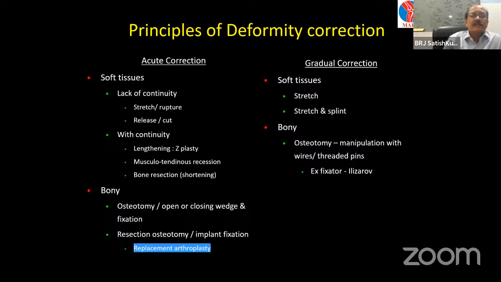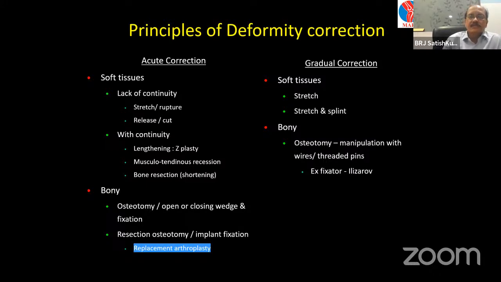And the bone level acute correction is done by osteotomy, open or closed wedge, and then we fix with implants. Similarly, at the bone level, we can resect the bones and replace them with implants, by which we correct the deformities. That is typically what we are going to see today, the replacement arthroplasty. So in replacement arthroplasty, we are trying to do acute correction of the deformity.